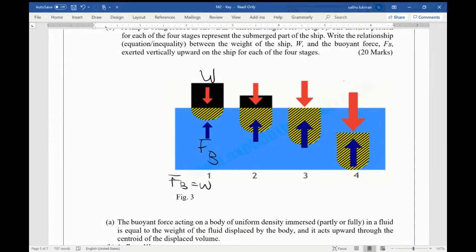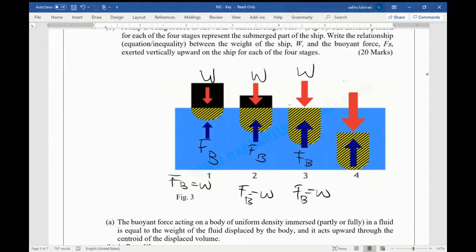Here also the weight has increased, so the buoyant force also has increased, and they are equal because it is still floating. So in this case, FB equals W. That's all I need. Here it is completely submerged because the weight has increased. You can see from the arrow. And the buoyant force also has increased to the maximum point. Here also FB equals W.